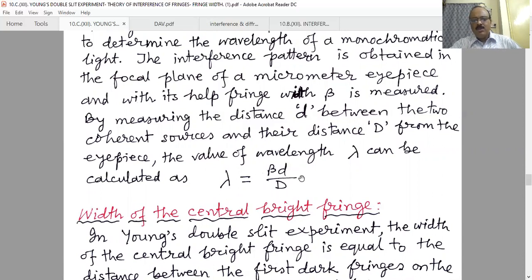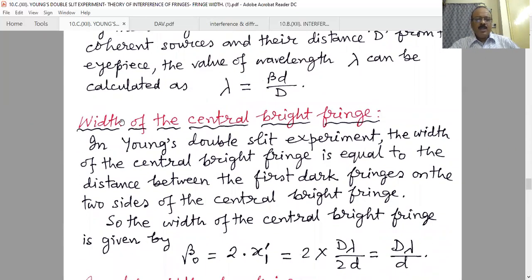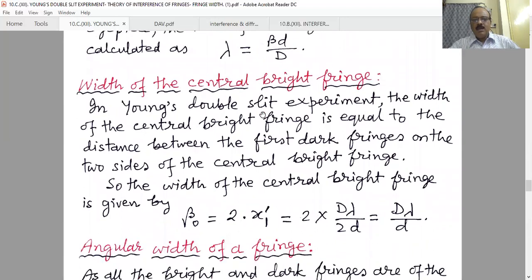And by measuring all these and putting all this data in this equation, we can find out the wavelength of the light used in this experiment. Now, the width of the central bright fringe. Already we have stated it. All the bright fringes have the same width. Obviously, the central bright fringe also has the same width.